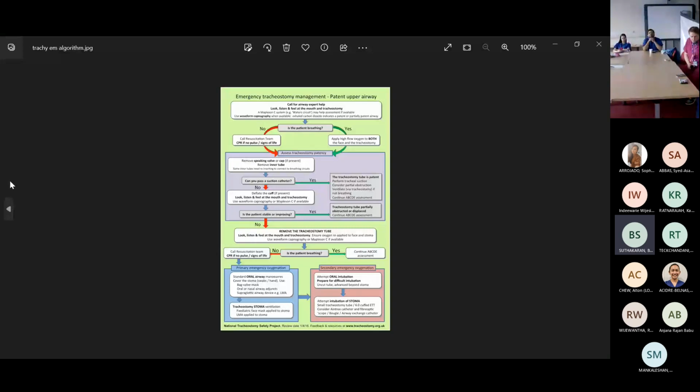So that's what this guideline is. There's also a guideline for the laryngectomy, which I haven't put up there, but it's pretty much a similar concept. I will link them all in the presentation that I'll upload. Yeah, that's my presentation, very quick.